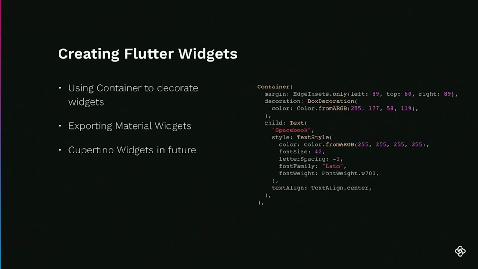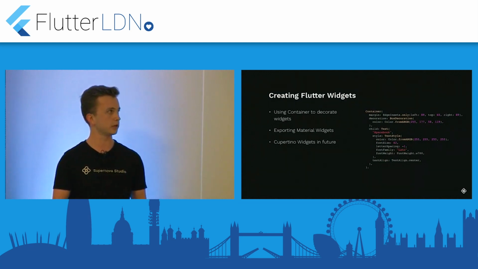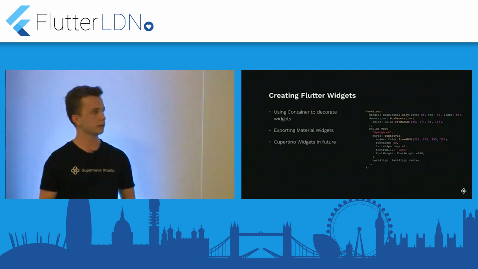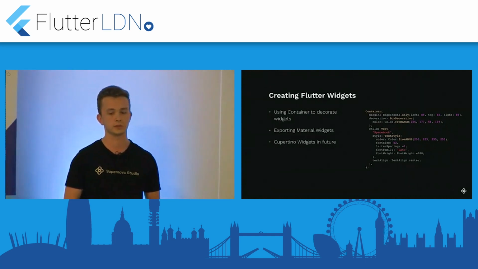The first step is the Flutter widget. Here on the left, you have an example of what it looks like. It's a small label example. Basically, what we do is we take your SuperNova component, generate widgets out of them, and then wrap it into a container or box decoration to add all the styling that you apply to your components in SuperNova. And currently we are using material widgets with future plans on adding Cupertino widgets as well.